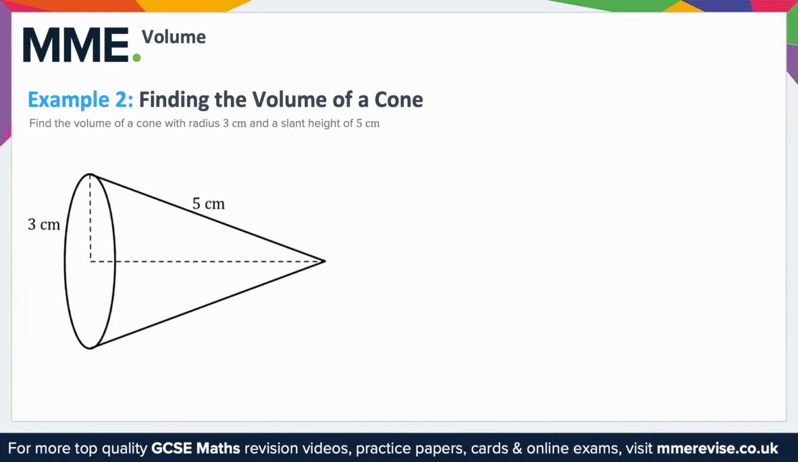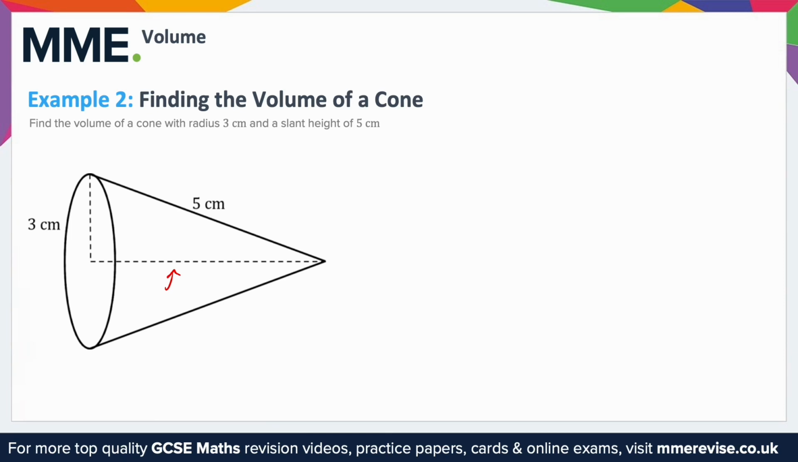Find the volume of a cone with radius 3 centimetres and a slant height of 5 centimetres. So it's really important here that you notice it says slant height. That's not the vertical height. It's not the length of this dotted line. It's the length of this sort of diagonal line. So first, we need to find the vertical height, not the slant height.